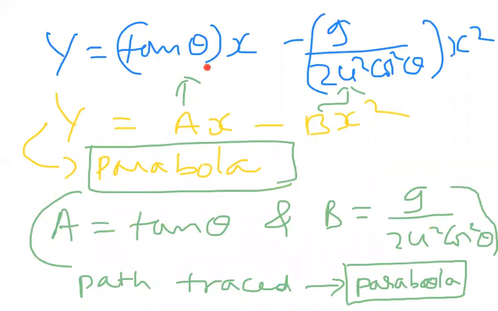What is the a value? Tan theta. What is the b value? G by 2 u square cos square theta. I hope you are clear with this oblique projectile path, proving it as a parabola. Any doubts regarding this? I hope you understood how to handle the oblique projectile path being a parabola. Is it clear, beta? Any doubts? You can ask your doubts through the chat. Any doubts related to oblique projectile?